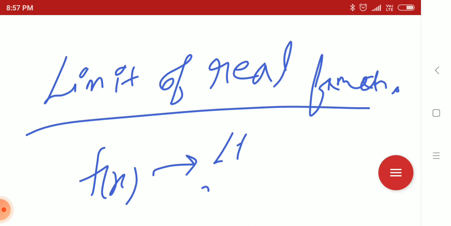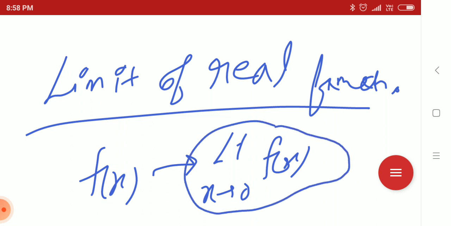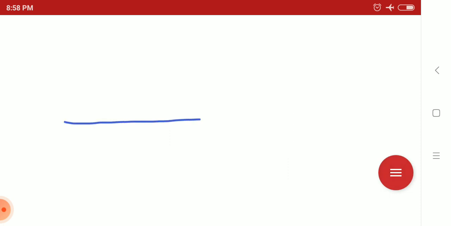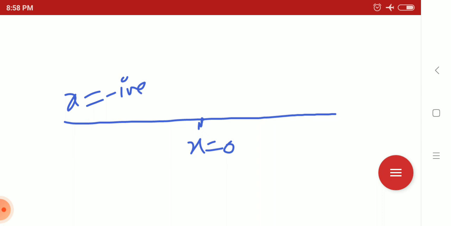Suppose limit x tends to 0 of f of x. What does it mean physically? Whether it exists or not, how will we check? To make it physically clear, I am drawing a line. Suppose you have a straight line here, and here is a point, x equals 0. Here is the left hand side, where x is negative, and here is the right hand side of x equals 0, where x is positive.